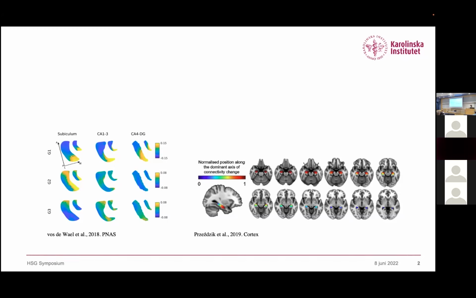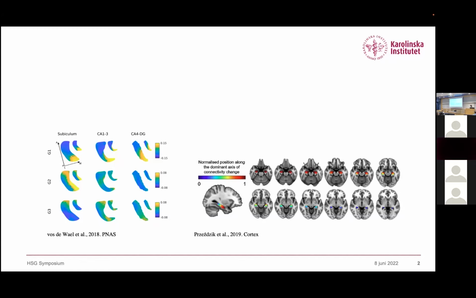And there are more examples than these. And I think it's important also to mention that there are a lot of different modalities that seem to map onto such functional gradients. So the organization of structural covariance, molecular organization, and also the way in which cognitive domains fall onto this axis.